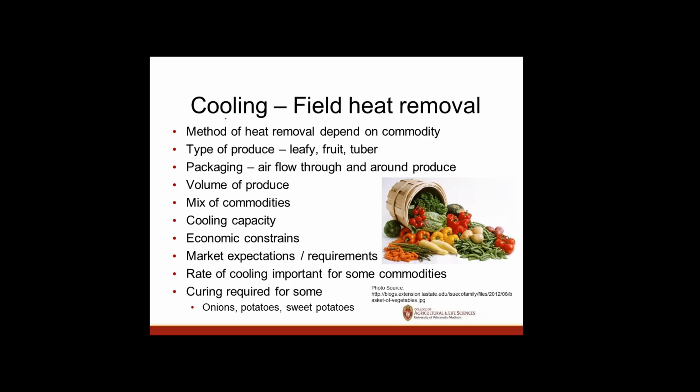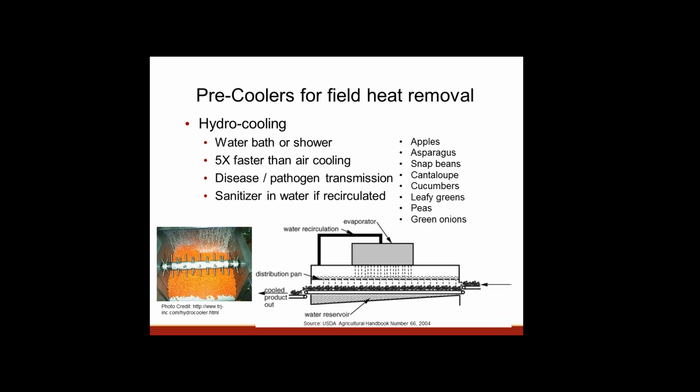The rate of cooling is pretty important for some things. Some things you want to cool as fast as possible, others not. Some products, like potatoes or onions, need to be cured before they're cooled off. So it will depend on the type of product as to what that requirement is. So in pre-cooling, we've got a couple different kinds. The first one is hydrocooling, which is basically a water bath or a shower. And it's very fast because the heat transfer to water from the air or product is very fast.